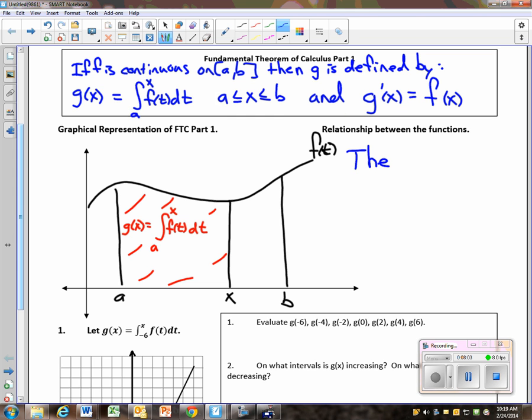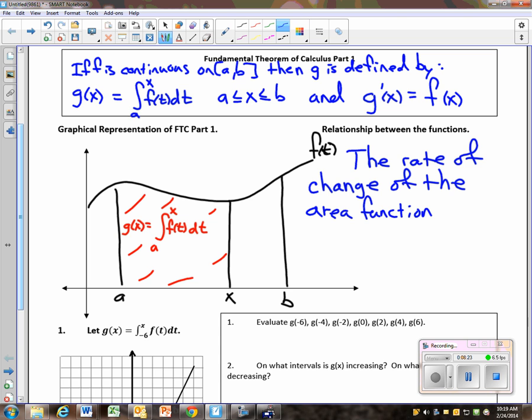The rate of change of the area function. What is the area function? G of x. So the rate of change of the area function is g prime of x. So the rate of change of the area function, g prime of x, is equal to f of x. Whatever the function value is at that spot. If you take the derivative of the area function, so the rate at which the area function is changing, you get the original function up on top.